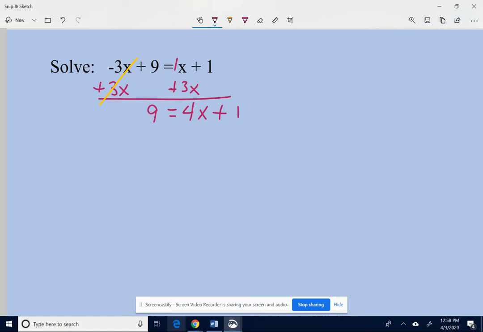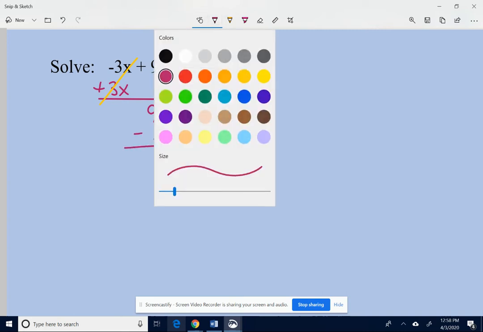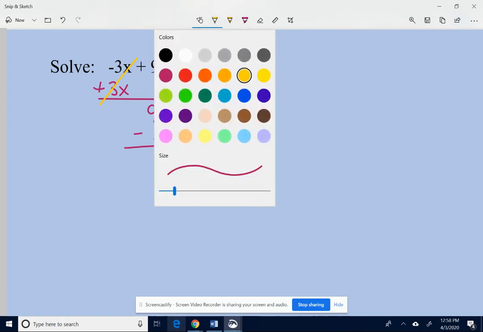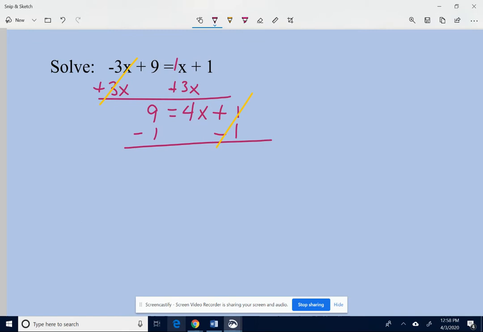We want to now get the number that's added to x out of the way. So we want to get rid of the added 1 by subtracting 1 from both sides. On the left I have 9 minus 1 is 8. On the right side, my 1 minus 1 is 0. It goes out, so I'm left with 4x. So I have 8 is equal to 4 times x.